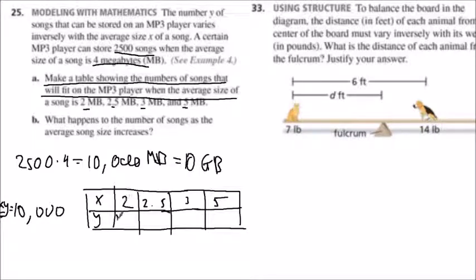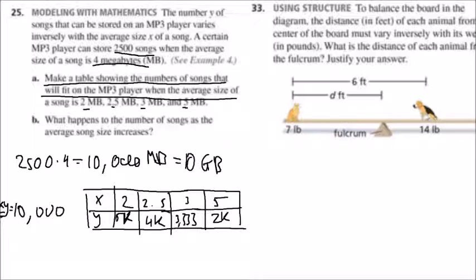So we have 10,000 divided by 2 is 5,000, I'll just put 5k. 2.5, that's 4,000. 3, that's 3,333. And then 5, that's 2,000. So as the song size goes up, the number of songs that you can store goes down, because that's an inverse variation. You can only fill a certain amount with this total storage amount that you have. Therefore, the number of songs goes down whenever the size of the song goes up.